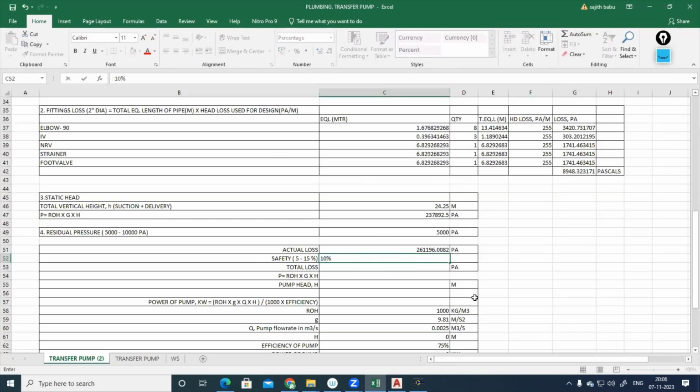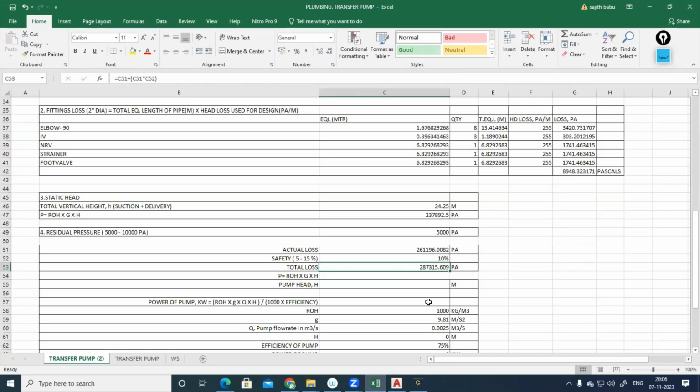So my safety factor will be 10%. I'll be considering 10% extra. So this value, actual loss into 1.1, gives you the total loss. But if you are doing it in Excel, total loss will be actual loss plus 10% of actual. This value multiplied by this value into 10%. If it increases, accordingly the total loss will increase, but we need just 10%. This much is your total loss in Pascal.